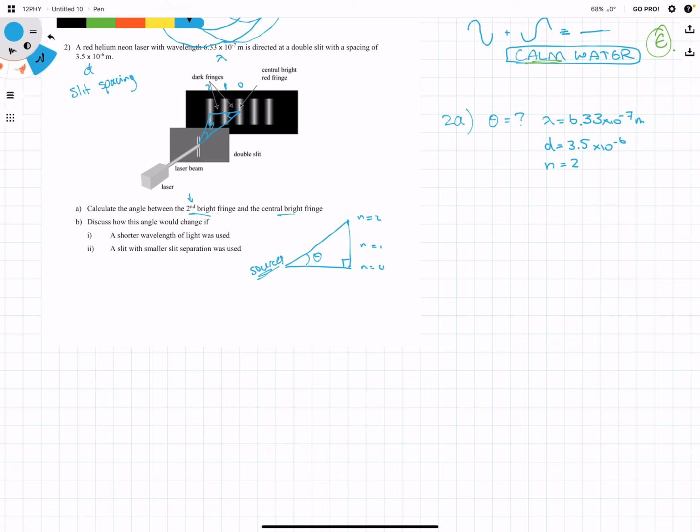So let's write our equation. n lambda equals d sine of theta. Do we know n? Yes. Do we know lambda? Yes. Do we know d? Yes. And there's our theta, the thing that we are looking for. So let's work this out, shall we?